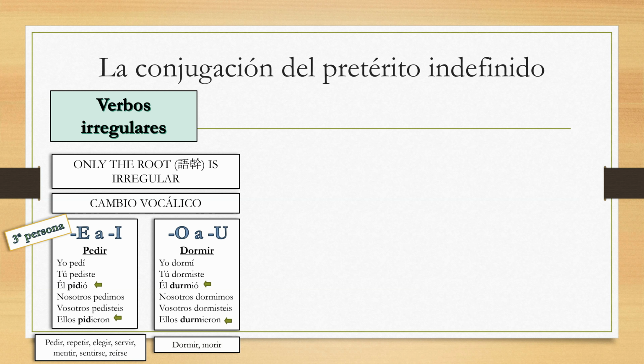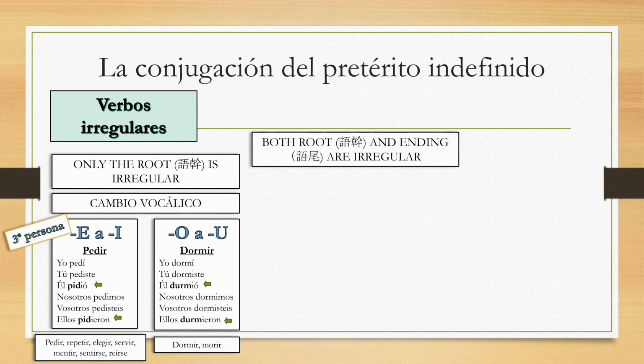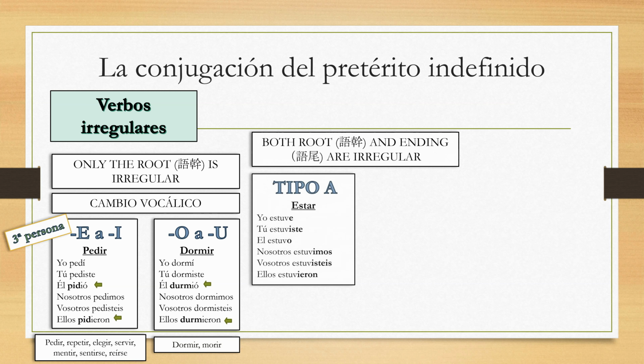Now, the other big group is verbs that have both the root and the ending as irregular. They still somehow resemble the original verb, and there are rules that apply to many verbs, but both the root and the conjugation are going to be irregular. We have tipo A, verbo estar.